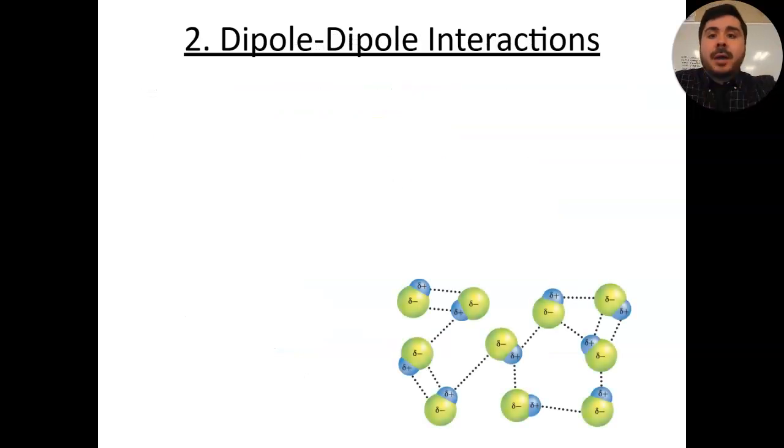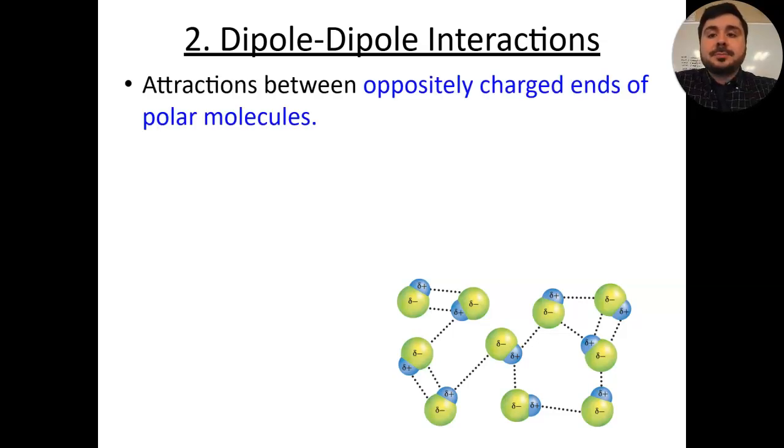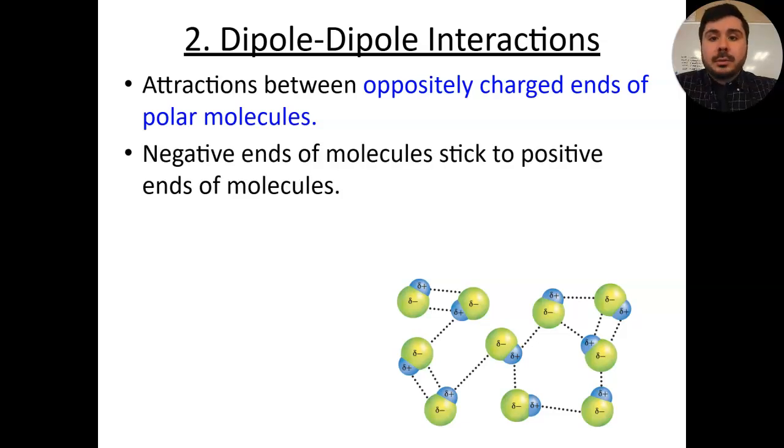Onto the second type of intermolecular force, the dipole-dipole interaction. Now, these attractions are going to be between oppositely charged ends of polar molecules, right? So specific to polar molecules. Now, those two words, polar molecules, should ring a little bit of a bell because that's something that we talked about a few chapters ago, right? So when it comes to determining if a molecule has dipole-dipole interactions, we have to first be able to determine if that molecule is a polar molecule.